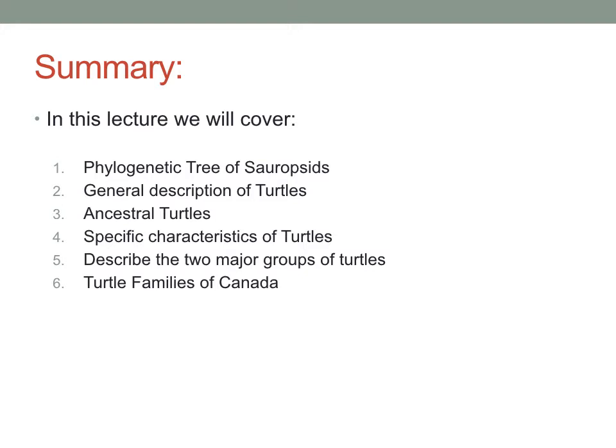So today in this short lecture we're going to focus on first going through the phylogenetic tree of sauropsids. We're going to focus on turtles here, but this is going to be an introduction to the next two lectures as well a wee bit. Then we'll get into the general description of what turtles are, go through the ancestral turtles, give you the characteristics of what a turtle is and how it differentiates from the other sauropsids, and we'll wrap it up with the two major groups of turtles and give you some examples of what turtles are like in Canada.